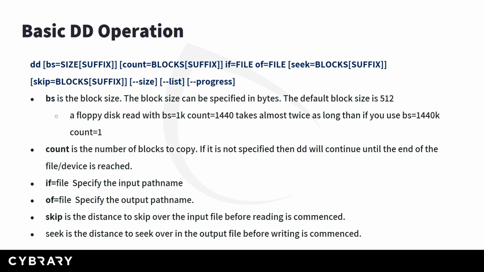The default block size is 512, which will work for most files and devices, but the copy will be a lot faster if you use a large block size. For example, a floppy disk read with BS equals 1K and count equals 1440 takes almost twice as long as if you use BS equals 1440K and count equals 1.